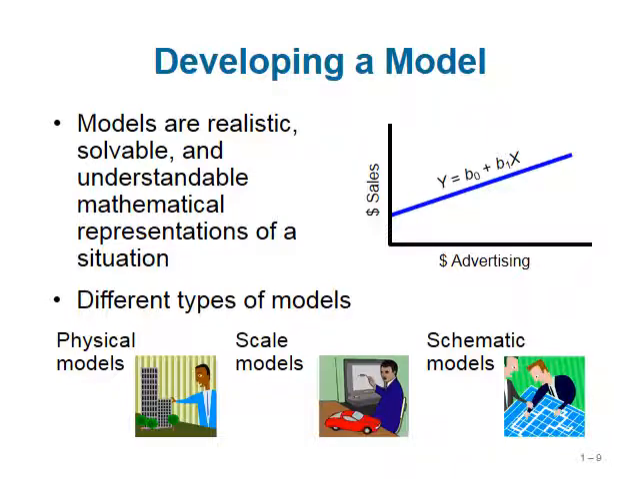The next step is to develop a mathematical model of the problem situation. An example of a mathematical model is the graph here that shows a regression based on the amount of advertising dollars spent and how it predicts how much our sales will increase. Here, our decision variable would be how much we spend on advertising.